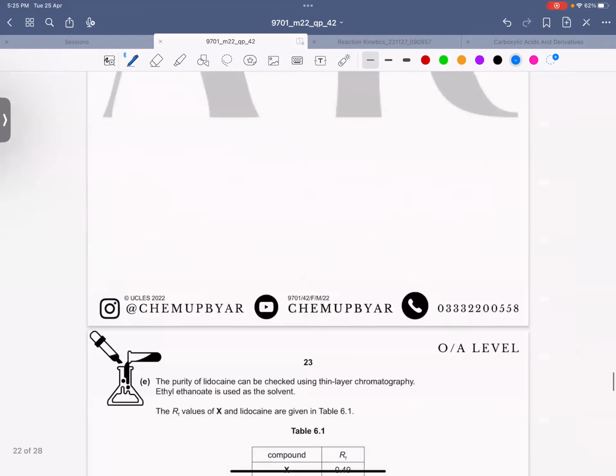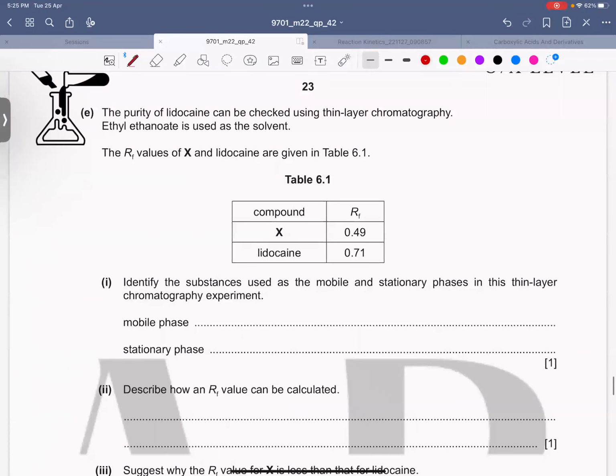Now, part E, it's from chromatography. The purity of lidocaine can be checked using thin layer chromatography. Ethyl ethanoate is used as a solvent. The RF values of X and lidocaine are given in table 6.1. Okay, so X has an RF value of 0.49 and lidocaine has a value of 0.71. So what it indicates is that X is less soluble in the mobile phase, that is ethyl ethanoate, and lidocaine is more soluble in the mobile phase, that is ethyl ethanoate. So we got their solubilities in ethyl ethanoate.